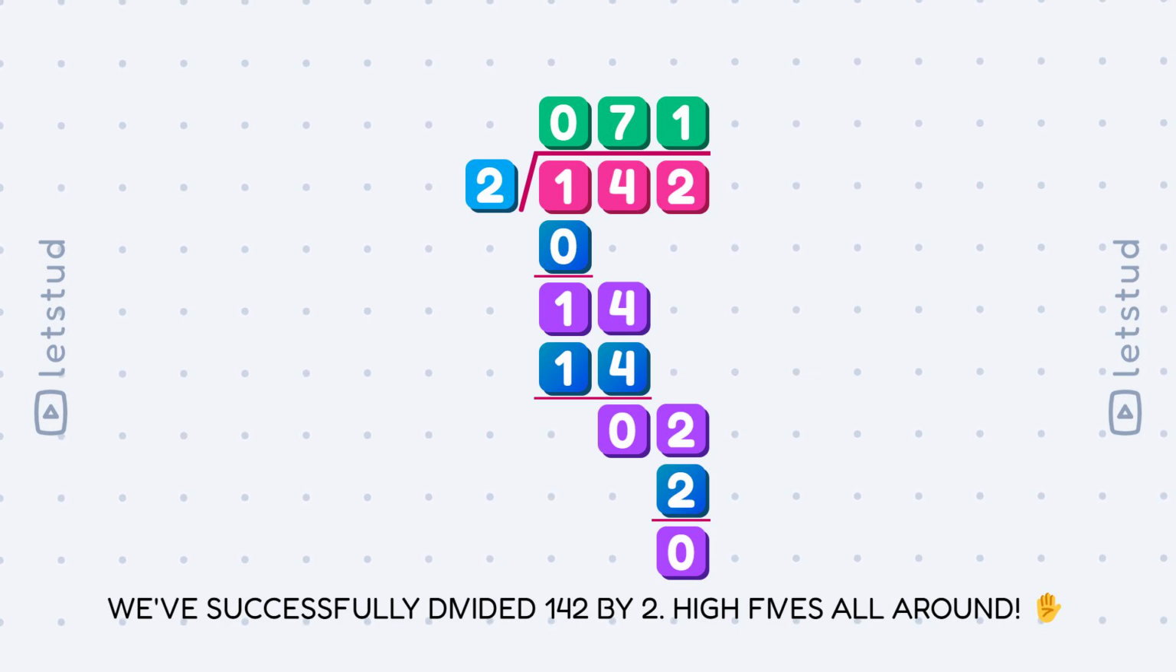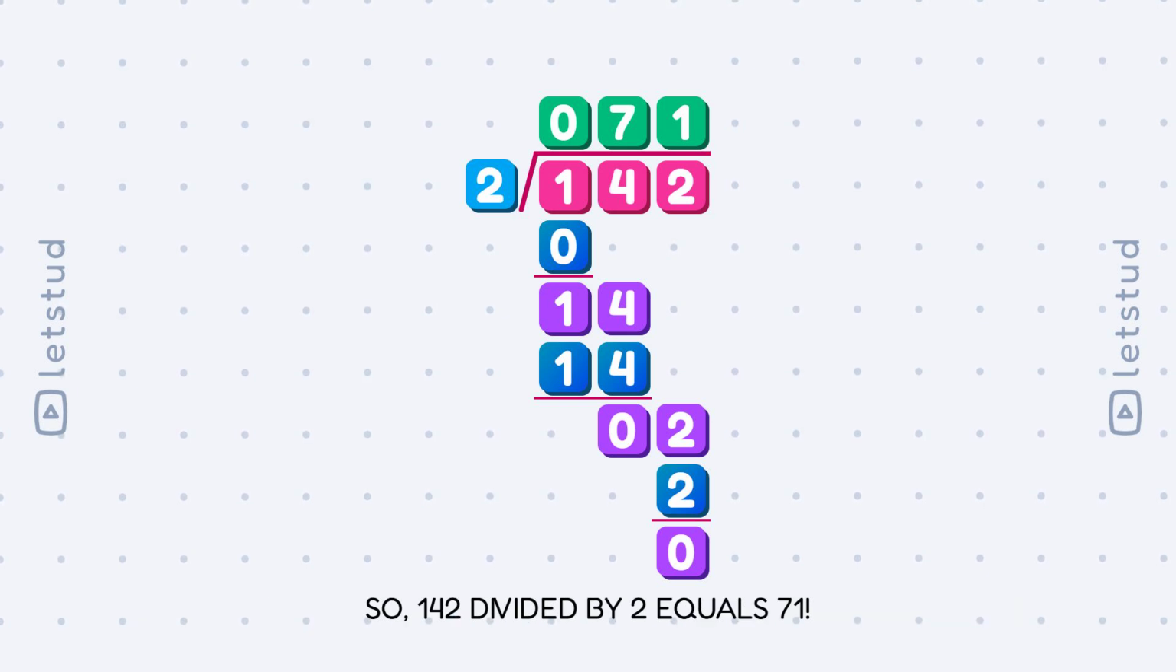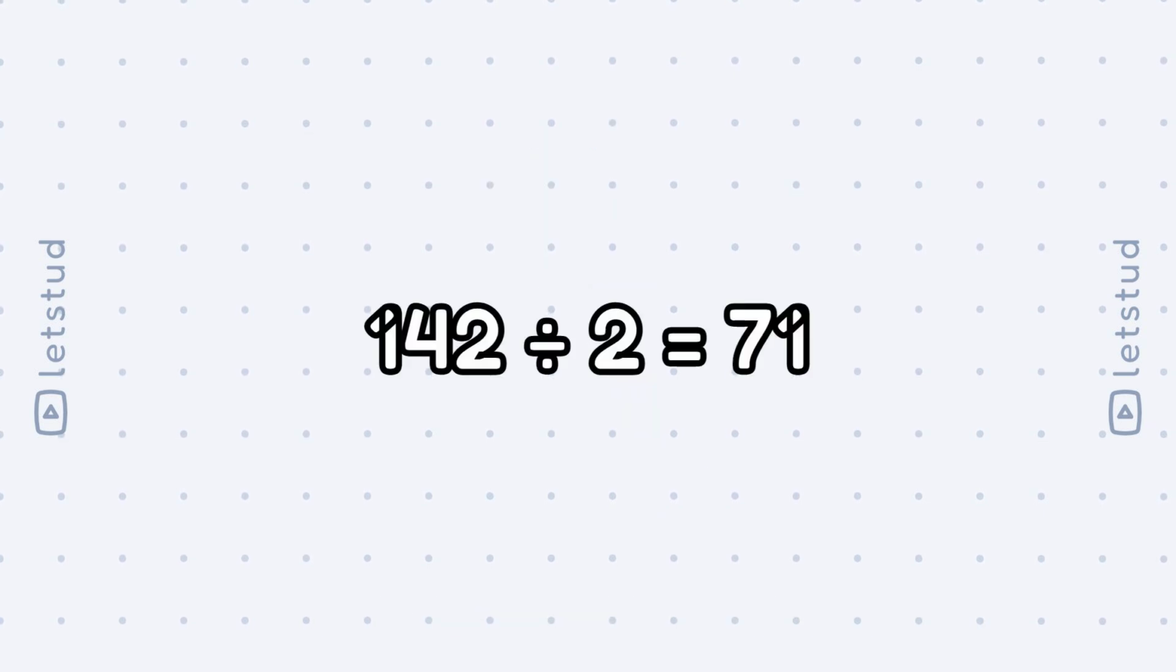High fives all around. So 142 divided by 2 equals 71. Great job, everyone. We tackled 142 divided by 2 like total pros. Remember, every long division problem is just a series of smaller, manageable steps.